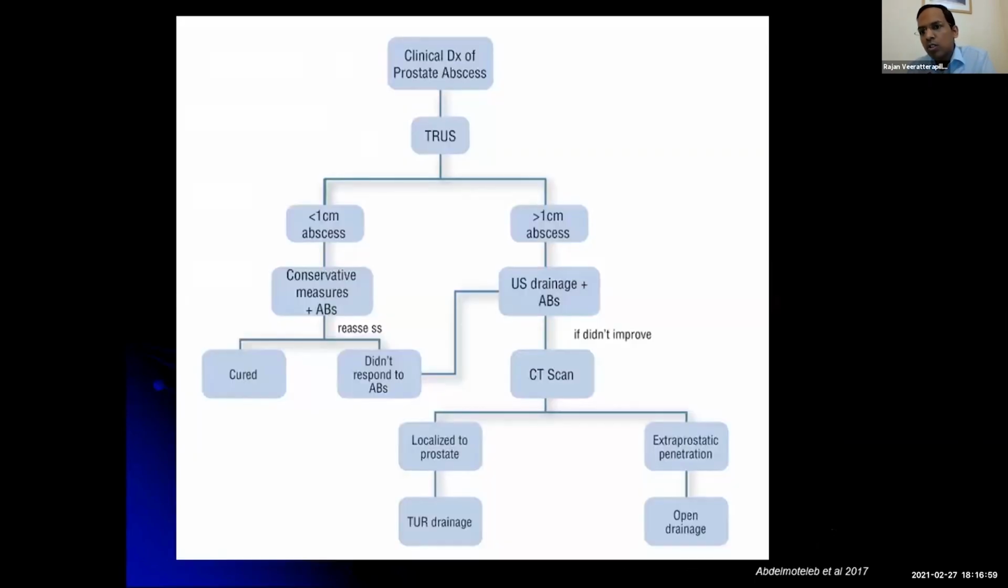And this is another little useful algorithm that you may use based on the 1 centimeter cutoff. As we said, if it's under 1 centimeter, conservative treatment would be enough. If your abscess is over 1 centimeter, you would try an ultrasound guided transrectal or transperineal drain. If things didn't get better, you'd need to have a little look further and see, do we need a transurethral resection type drainage or open drainage?